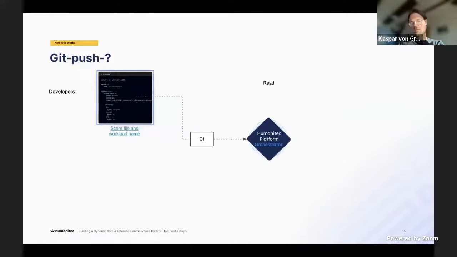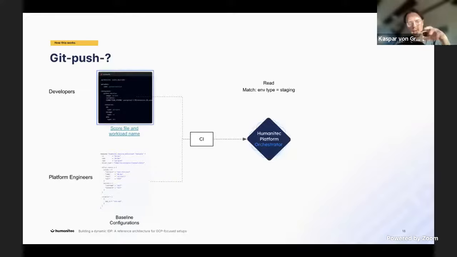So in the read phase, the orchestrator just reads the abstract specification. In the match phase, it looks at the context by looking at the metadata, and it says, oh, okay, this is a deployment to an environment of type staging or any other matching criteria, test ID, env ID, whatever. And then it's matching this with the default baseline configurations provided by the platform engineers.